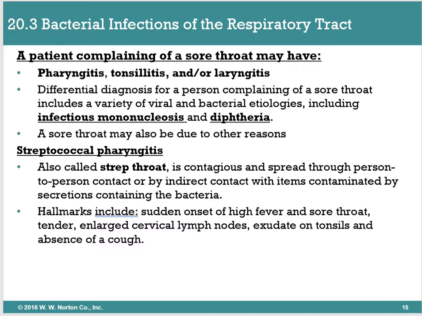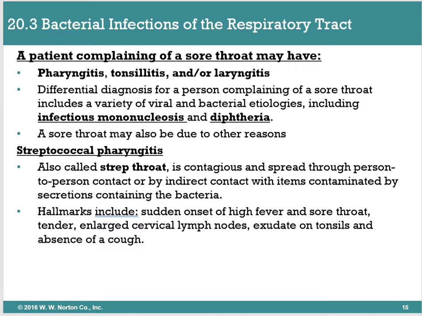Now the hallmarks of strep throat are a very, very quick onset fever, a severe sore throat, tenderness, as well as enlarged cervical lymph nodes. So that is around your collarbone and maybe even a little bit further up your neck, depending on your anatomy. And then your tonsils will be very exudative, extremely swollen, very, very red. And a lot of times whenever you have strep throat, you don't have a cough.